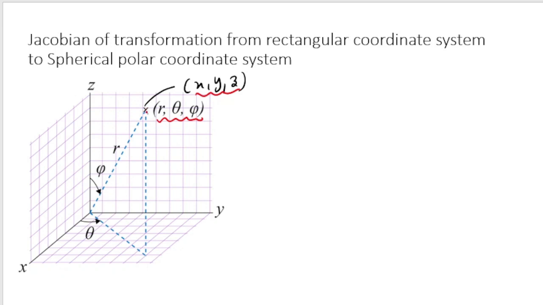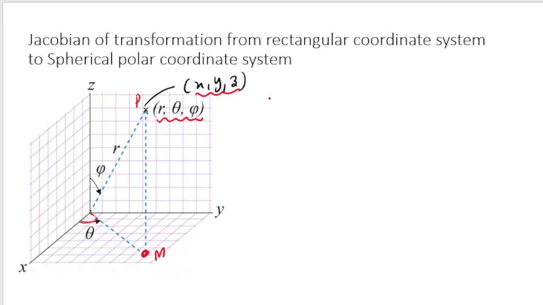From this point we drop a perpendicular to the xy plane. This is the foot of the perpendicular from this point on the xy plane, and then this point is joined to the origin. So point P is in space. From point P I have dropped a perpendicular to the xy plane. Now this foot is joined to the origin, and this angle is called theta. Now point P is also directly joined to the origin, and it makes an angle of phi with the z axis.